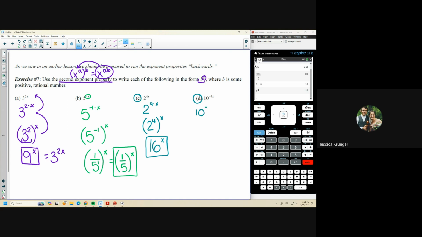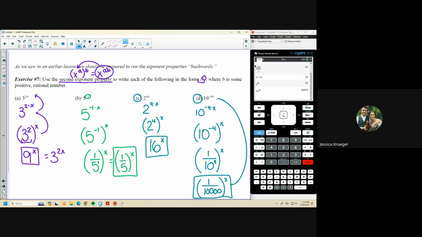Next one is 10 to the -4 times x. So that would be 10 to the -4 to the x power. A negative exponent means 1 over 10 to the 4th to the x. And 10 to the 4th is a 1 followed by 4 zeros. So that would be 1 over 10,000 to the x power. And that's equivalent to what we started with. Just looks different.